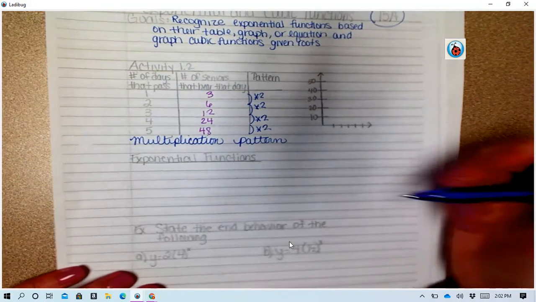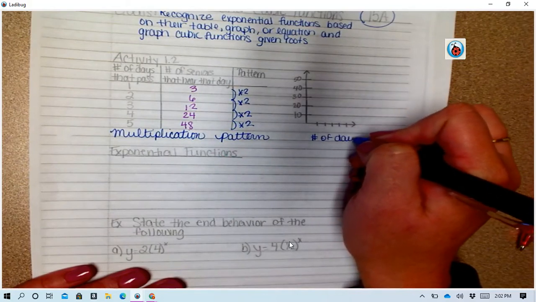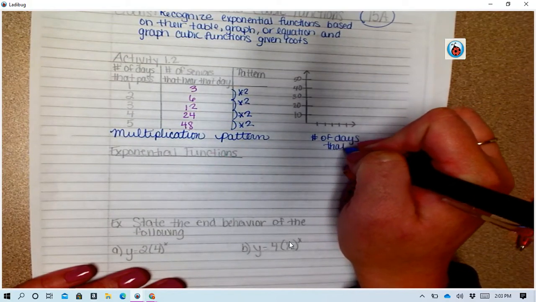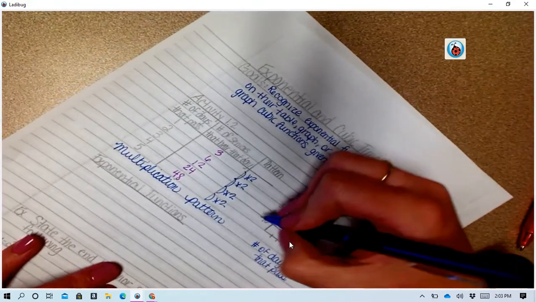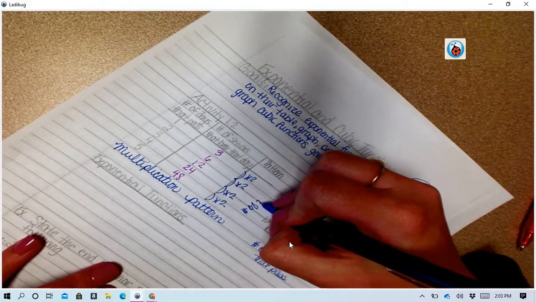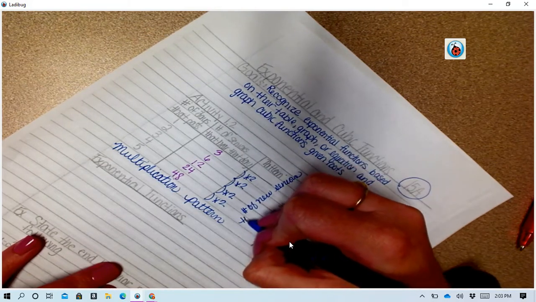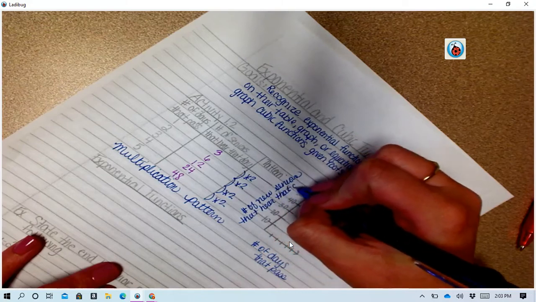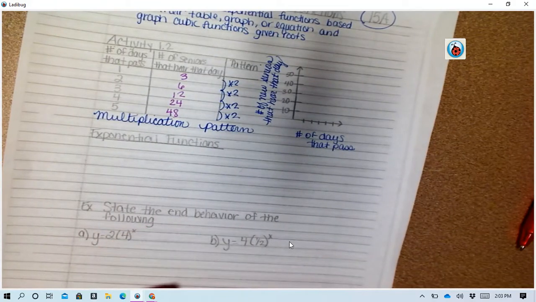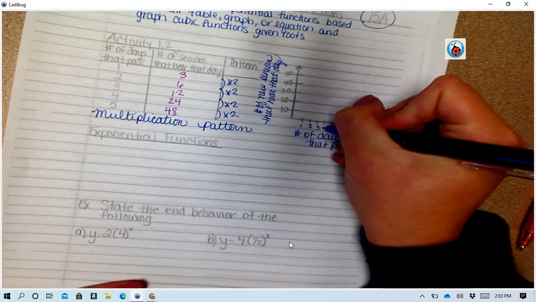Now we have to fill out our graph. So the independent is the number of days that pass. The dependent is the number of new seniors that were here that day. And we're going to do the best we can to graph our points. This is just numbering by ones here.